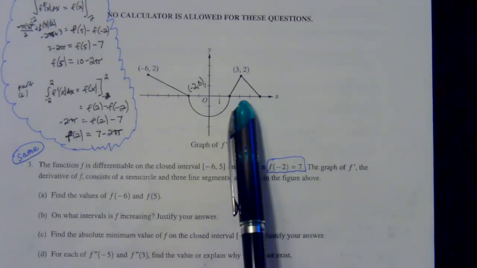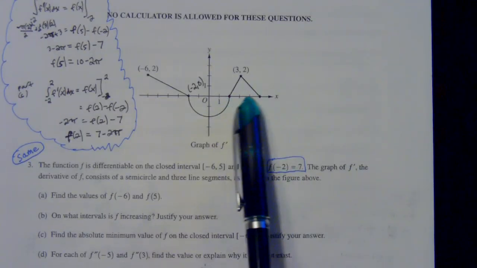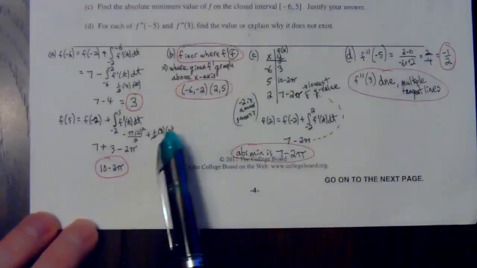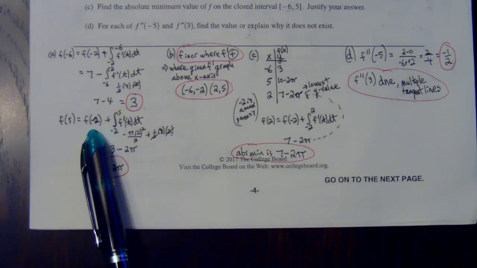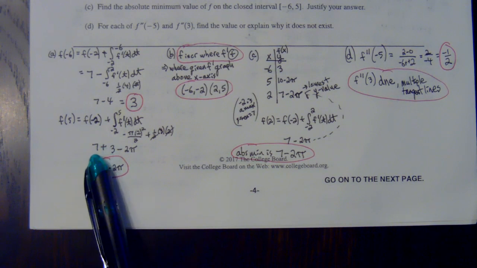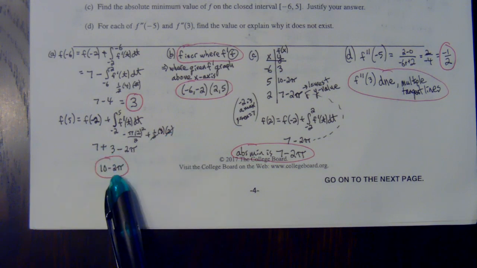And then this is just a triangle. So 1/2 times the base times the height, that's 1/2 times 3 times 2. And so the 2's are going to cancel. You're just going to get a 3 for that. And then again, they gave us that that was equal to 7. So 7 plus the 3 minus 2 pi, you get 10 minus 2 pi for that. That's the exact answer. No calculator on this one.